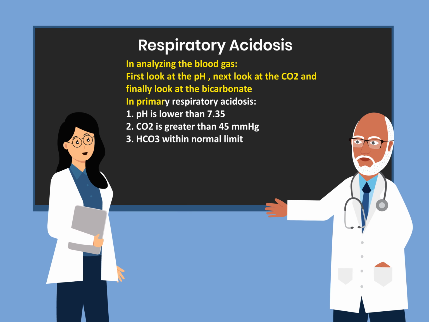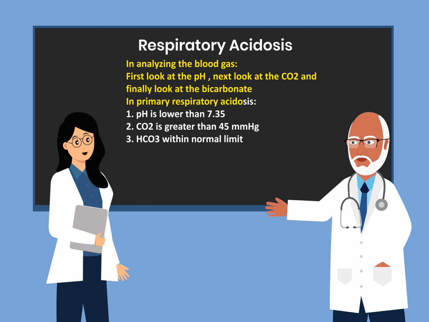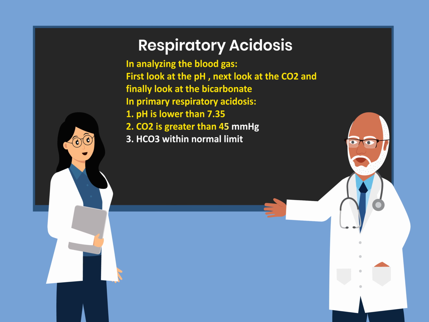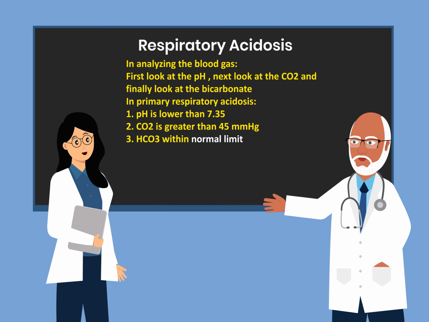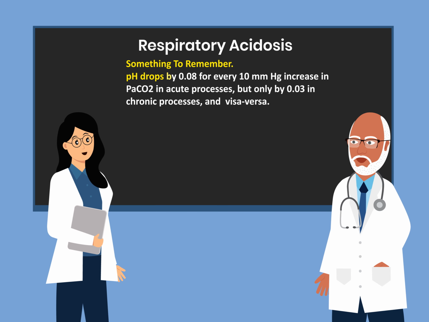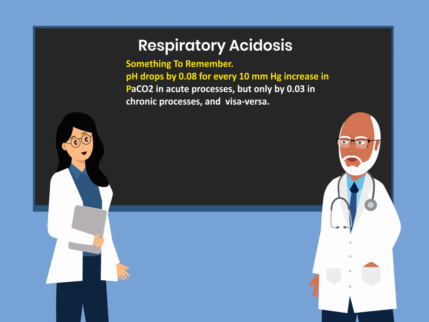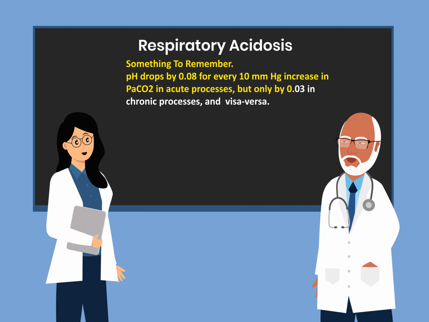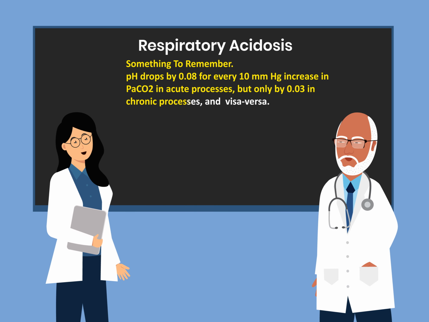In primary respiratory acidosis, the pH is lower than 7.35, the CO2 is greater than 45, and the bicarb is within normal limit. Something to remember: pH drops by 0.08 for every 10 millimeters of mercury increase in the pCO2 in acute processes, but only by 0.03 in chronic processes.